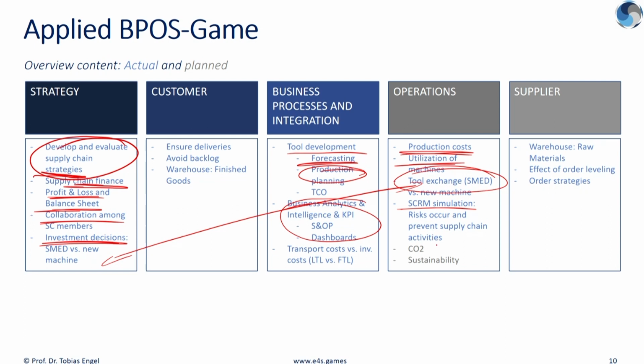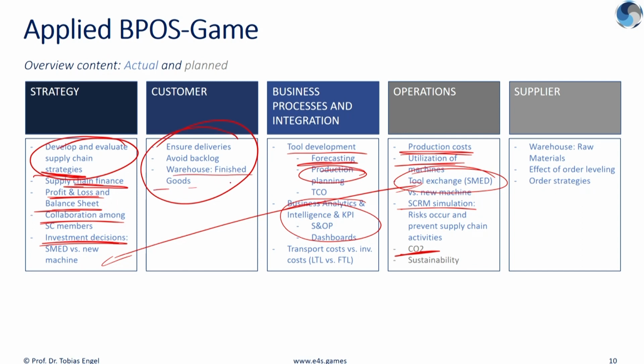And then it's also what I already said, it's about CO2. For example, are you going to accept a higher price for your raw material by avoiding CO2 emissions? And then, if you produce those goods, you ensure the deliveries to your customer, that you avoid the backlog, and that you've got your warehouse of finished goods under control.